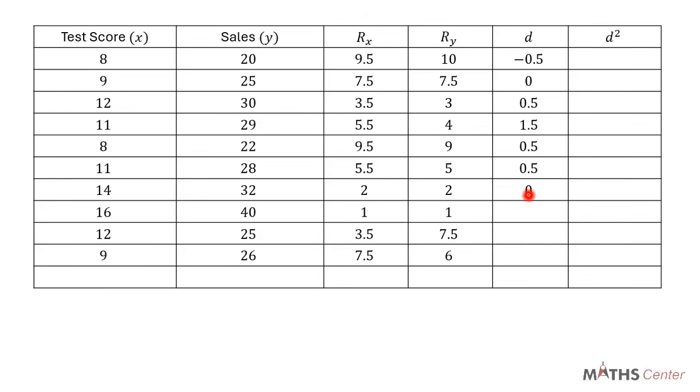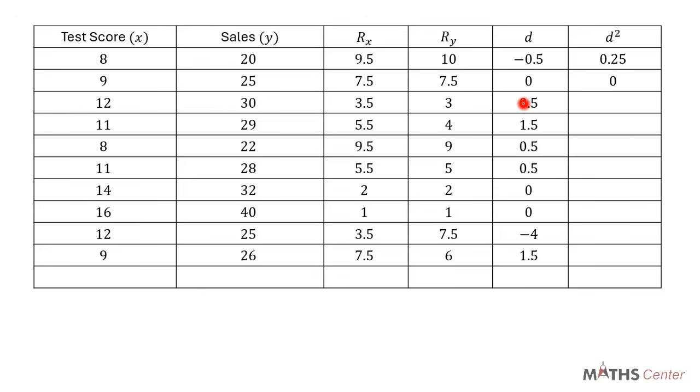2 minus 2 gives us 0. 1 minus 1 gives us 0. 3.5 minus 7.5 gives us negative 4. 7.5 minus 6 gives us 1.5. We will find D squared by squaring the D values. Negative 0.5 squared gives us 0.25.